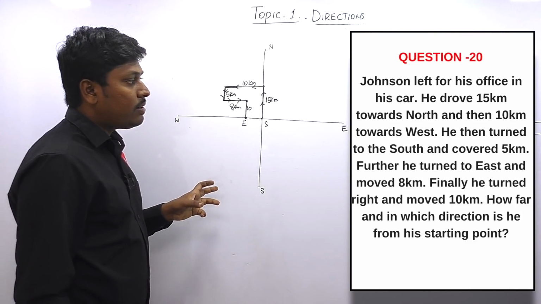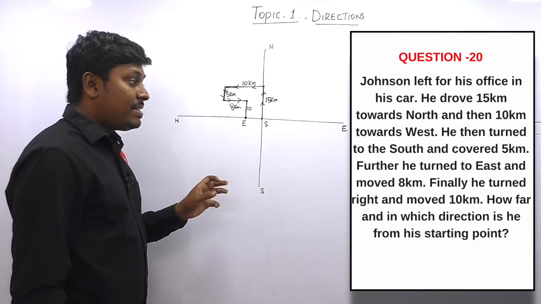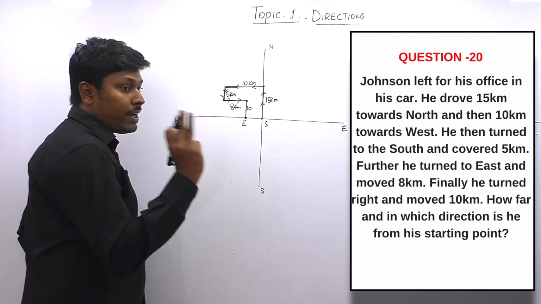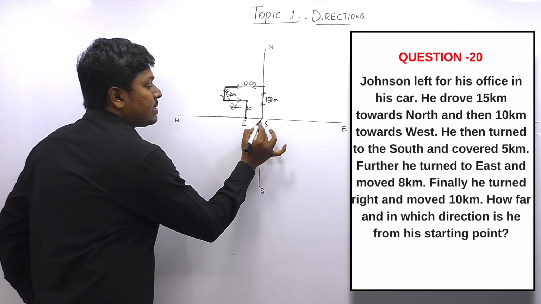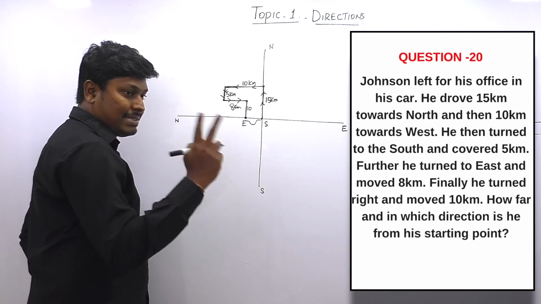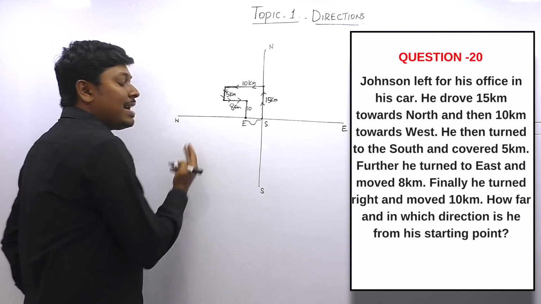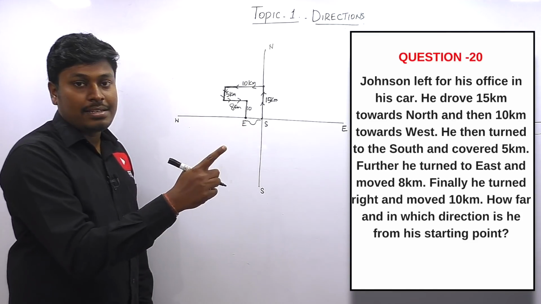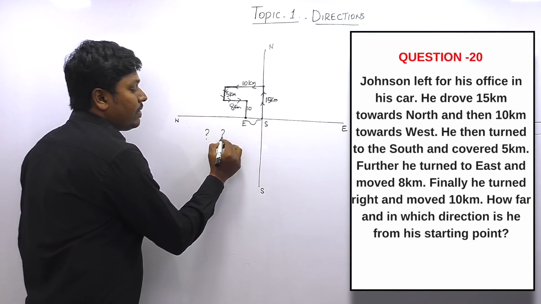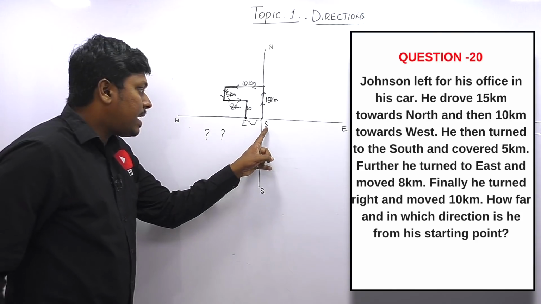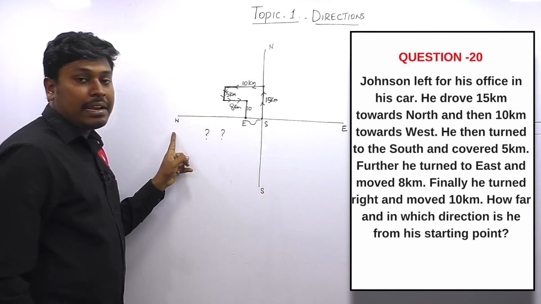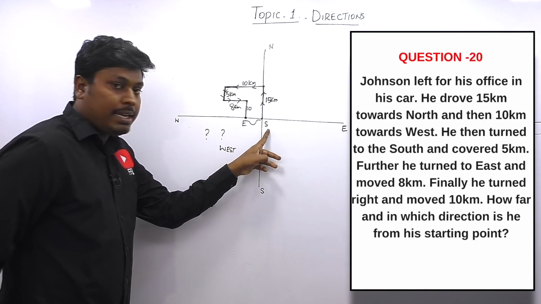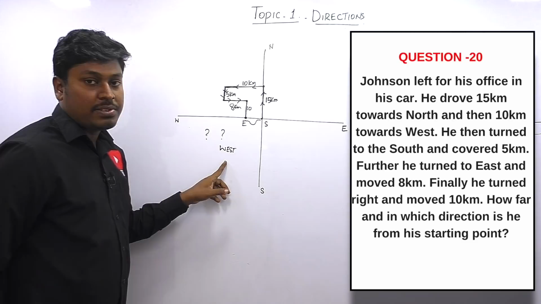Now what we need to find? How far and in which direction is E from the starting point? Listen here, we have to find two things. One is what is the distance between starting and ending point, and second is from the starting point in which direction the ending point is. Got it? Listen to the question, how far and in which direction. We need to find the distance and also the direction. From the starting point, the ending point is in the direction of west. So we can say the direction will be west. Friends, got it? From the starting point, the ending point will be in the direction of west.